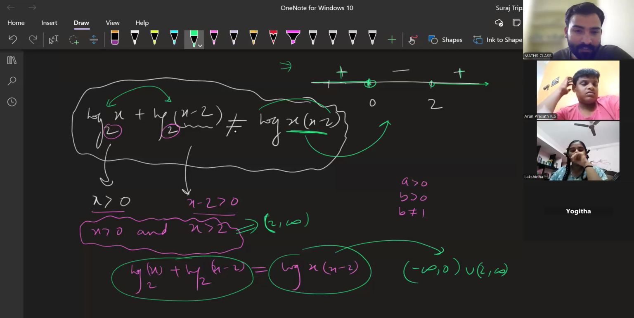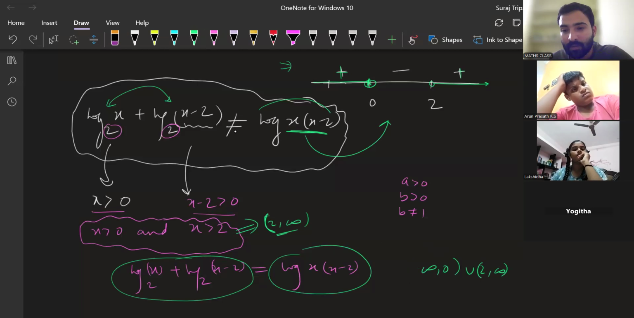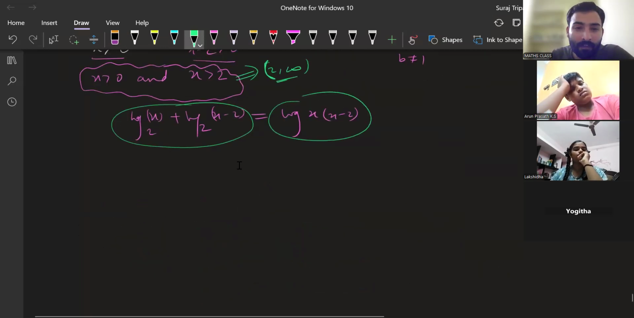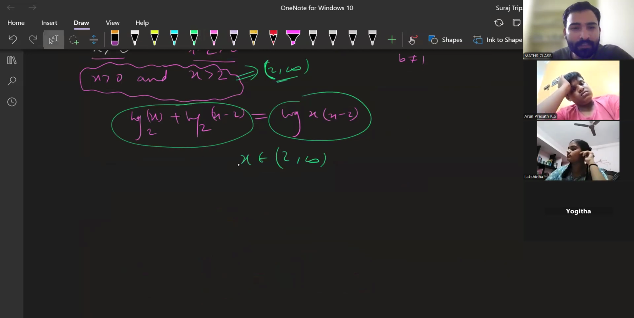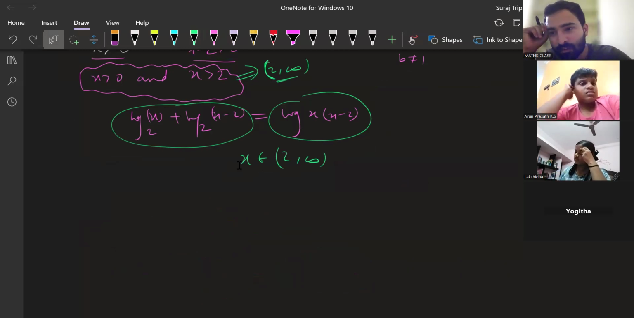And this left hand side, whatever expression is there, that is defined only for 2 to infinity. That's why both expressions are not the same, right? So at the time of multiplication, we have to restrict the expression. If x belongs to only 2 to infinity, then we can multiply. We can write log of x plus log of x minus 2 as log of x into x minus 2. Got it?